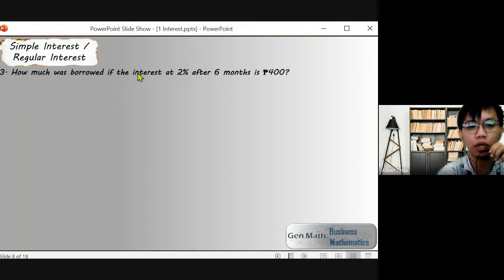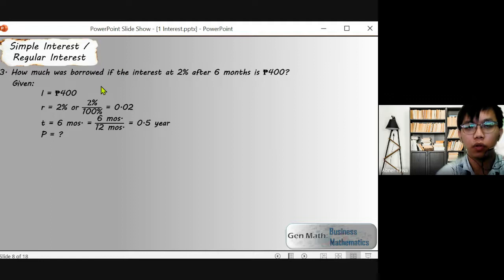So if you're going to observe, walang naibigay na type of interest. Ang sinabi lang dito is interest. Hindi niya sinabing simple interest or compound interest. So sometimes, pag walang na-identify na type of interest, it is understood to be simple. Okay? Next, we're going to identify the given. So we are given that the amount of interest is 400 pesos. Then the rate of interest is 2%, or in decimal form, that is 2% divided by 100%, which equals 0.02. And then the length of time will be 6 months.